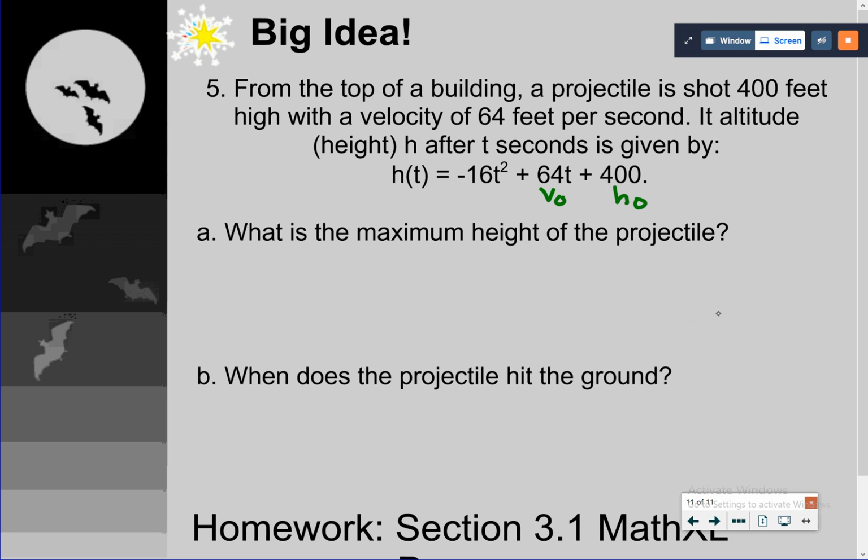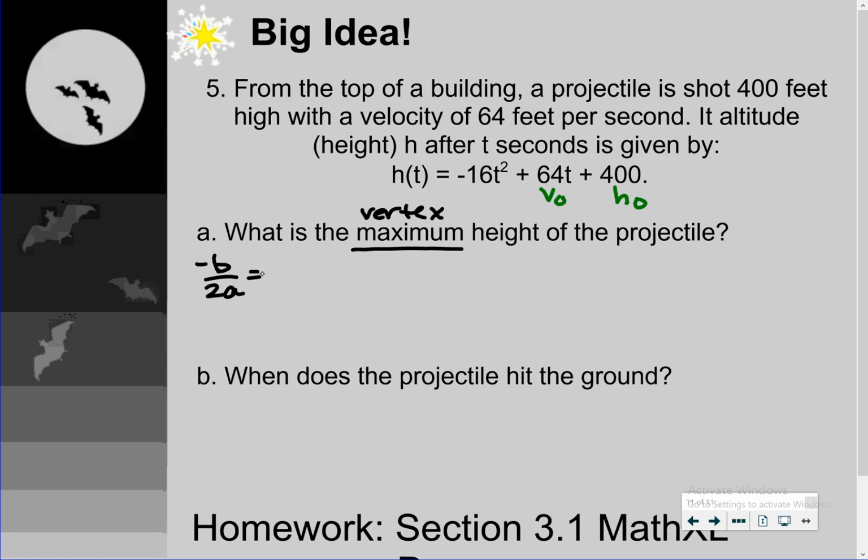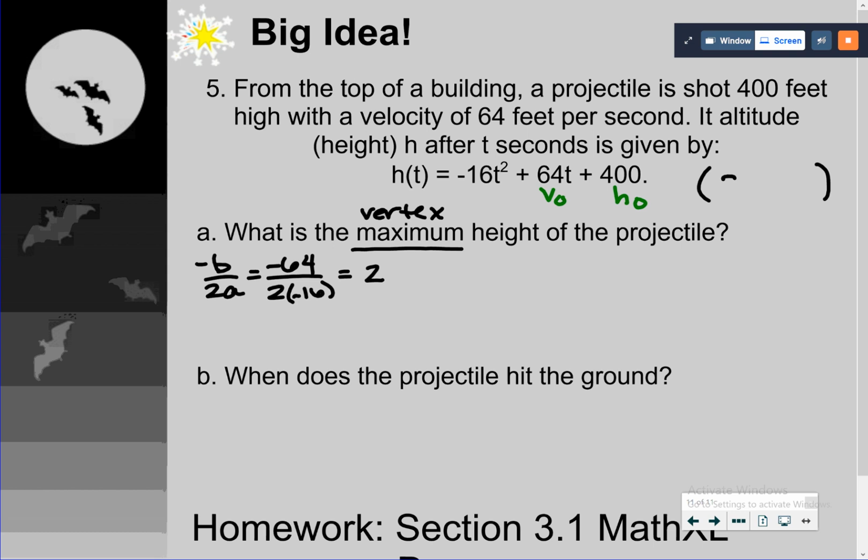Okay, so again, I'm asked for a maximum, so I'm calculating what? Vertex. And this one's a little bit easier because I already have the equation. I don't have to create the equation myself. And even better than that, it's all in order for me. What's the opposite of b? Negative 64. And then a is negative 16. So I'm going to have negative 64 over negative 32. I get 2. Is the x, or the t coordinate of my vertex.